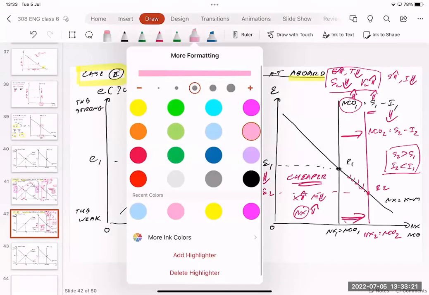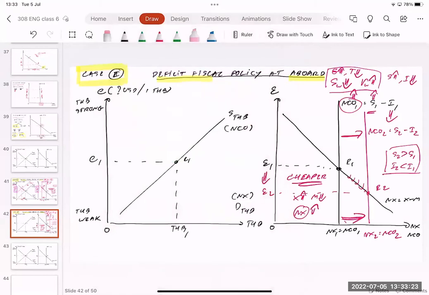Not only that, if you're looking at the graph on the left, when NCO increases, what does it mean? It means we're going to have more money flow out from our country. When more money flows out, they need to sell more Thai baht. So the supply for Thai baht is going to shift to the right. This is NCO2. Equilibrium point changes from E1 to E2.